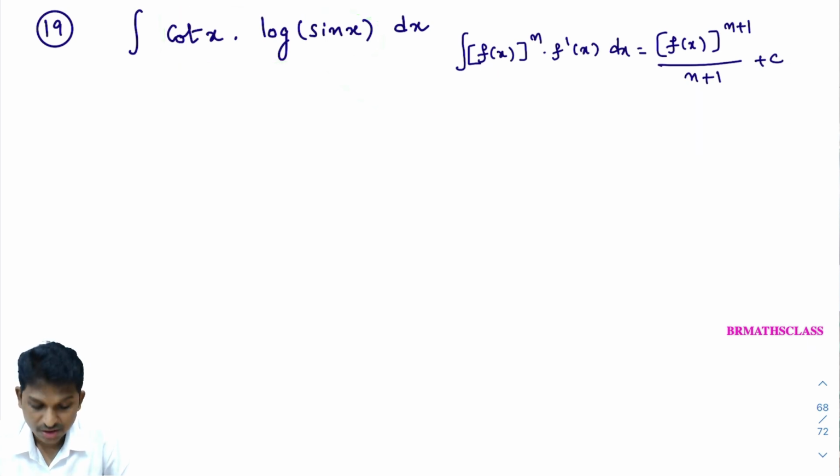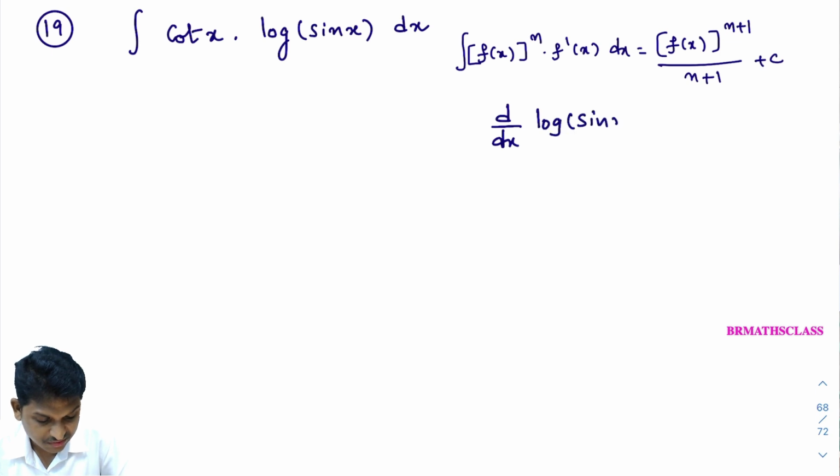Now, how to identify that this function is of this form or not? Okay. Now, I'll check here. What is derivative of log of sin x? I know chain rule differentiation. So, as per chain rule differentiation, I'll imagine this as x. Derivative of log of sin x is 1 by sin x into derivative of sin x. Derivative of sin x is cos x.